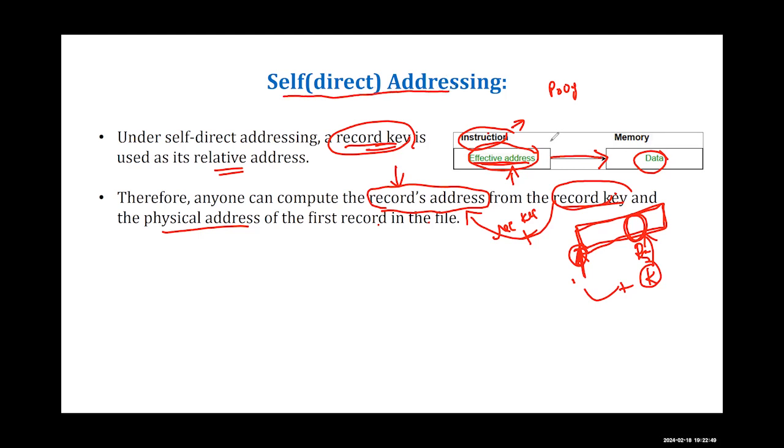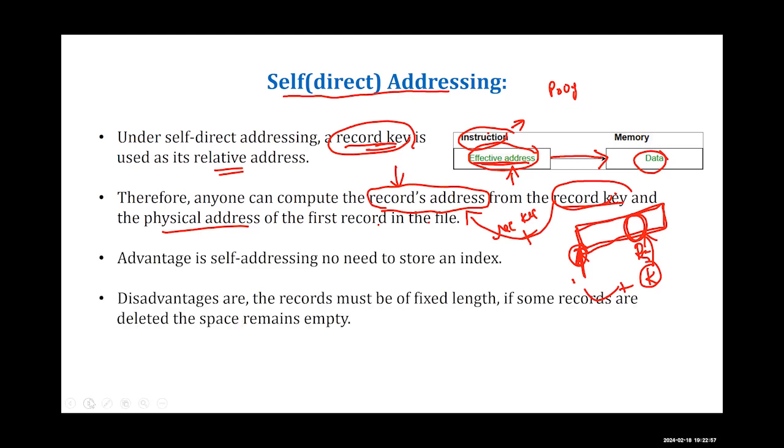That is the meaning of this: directly I can compute by myself and get whichever record I want. So what is the advantage of self-addressing? No need to store an index. There is no separate index required. What is this index? We will see in the next type. Disadvantages are that the records must be of fixed length, and if some records are deleted, the space remains empty. That becomes an issue for us. So that is the advantage as well as the disadvantage of the self or direct addressing method. This is the third method we have seen. Now let us see the next one.